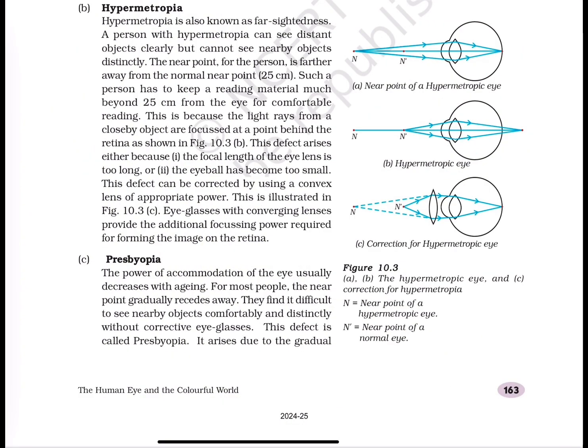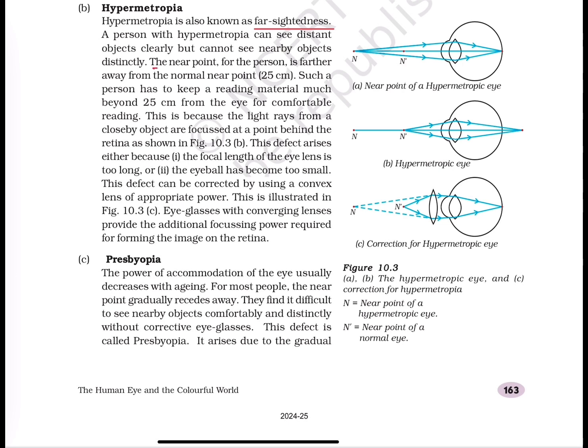Now we will be discussing hypermetropia. Hypermetropia is the opposite case of myopia. Why is it called the opposite case of myopia? Because in this case, the person is capable of having a vision of far objects, but he is not capable of observing objects at the near point. That is, a person suffering from hypermetropia cannot see objects at the near point. He can only observe objects that are far away from him.